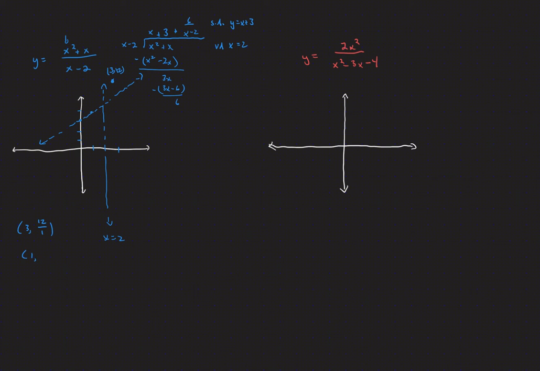bit. If I plug in 1, 1 plus 1 is 2, 1 minus 2 is negative 1, so that's going to be 1, negative 2. So that is going to be 1, negative 2 is going to be right there.